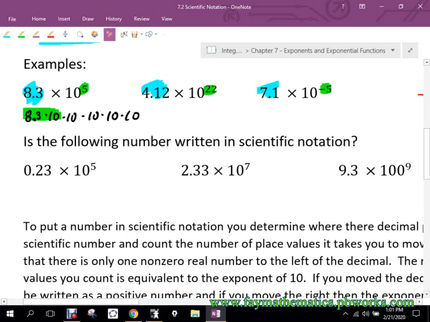So if I rewrote that as 83, I would then have 83 times 10. Well, if I multiply 83 times 10, what's that turn into? 830. So then I have 830 times 10, which is 8,300. So hopefully you guys get the game they're playing here. Multiply 8,300 by 10 and you get the next number. Is that right? Okay. And then multiply by 10 again. So you get that number. So that is what 8.3 times 10 to the fifth means.